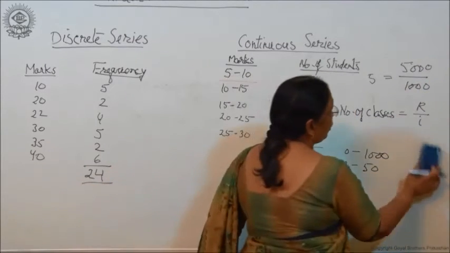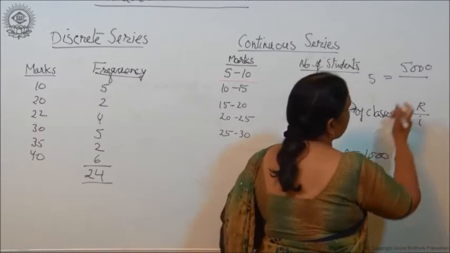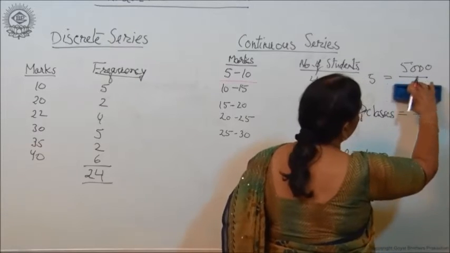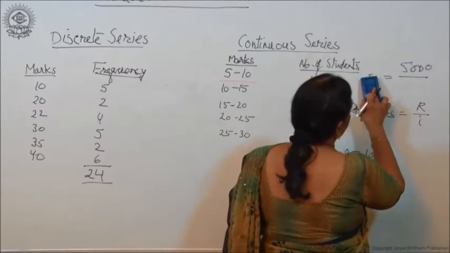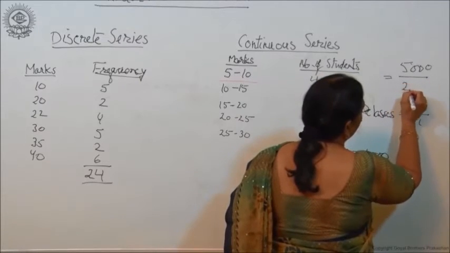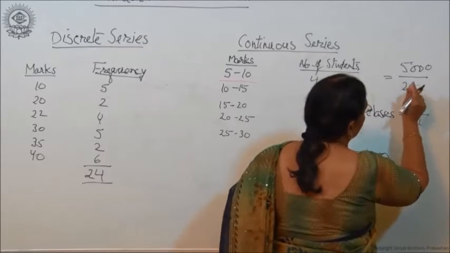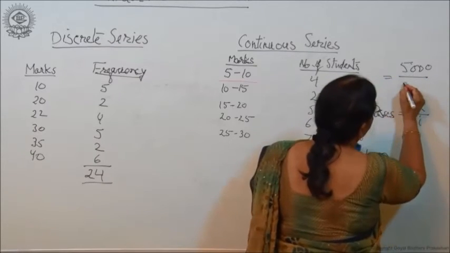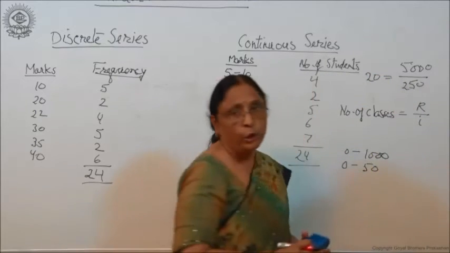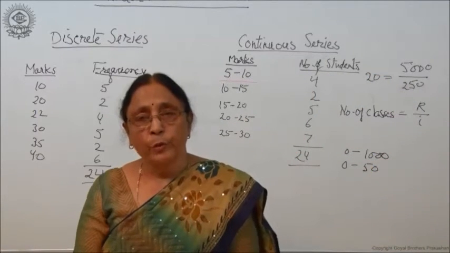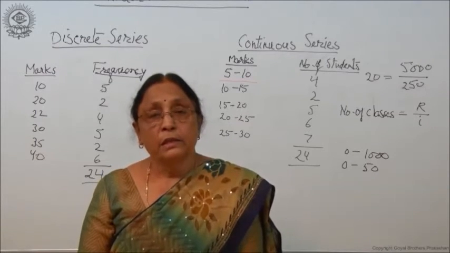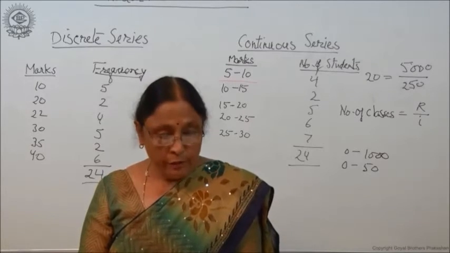Now if you want to make more than 5 classes, say you want to make 20 classes, then how much? Here, suppose you want to take the class interval of 250, then you will get 20 classes. Number of classes 20 and class interval will be 250. So this way the classes are decided on the basis of the range.